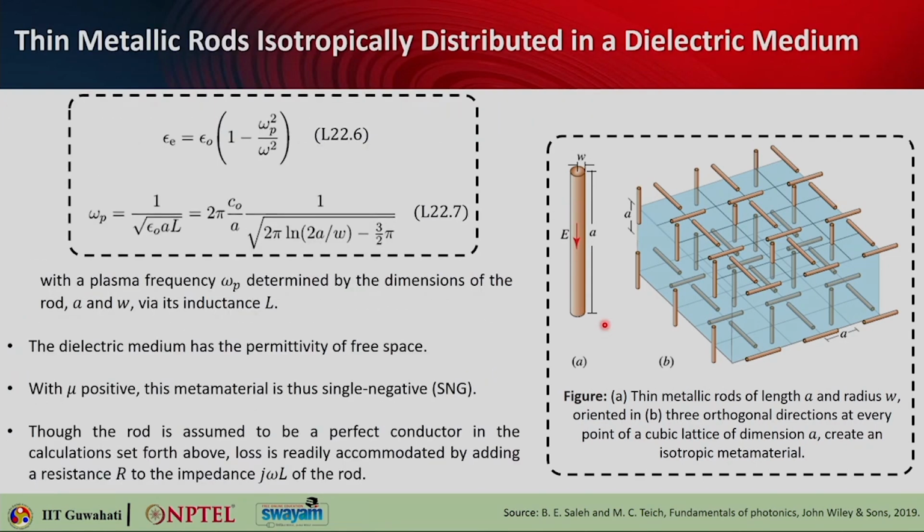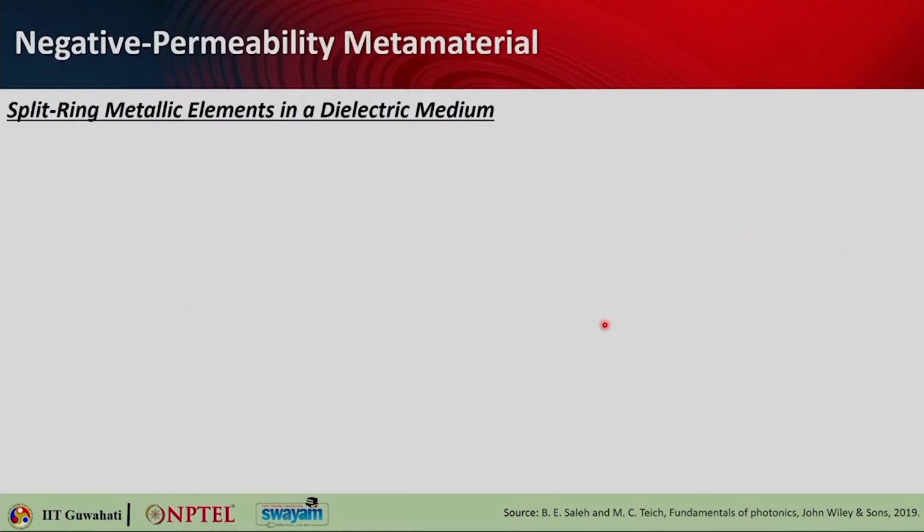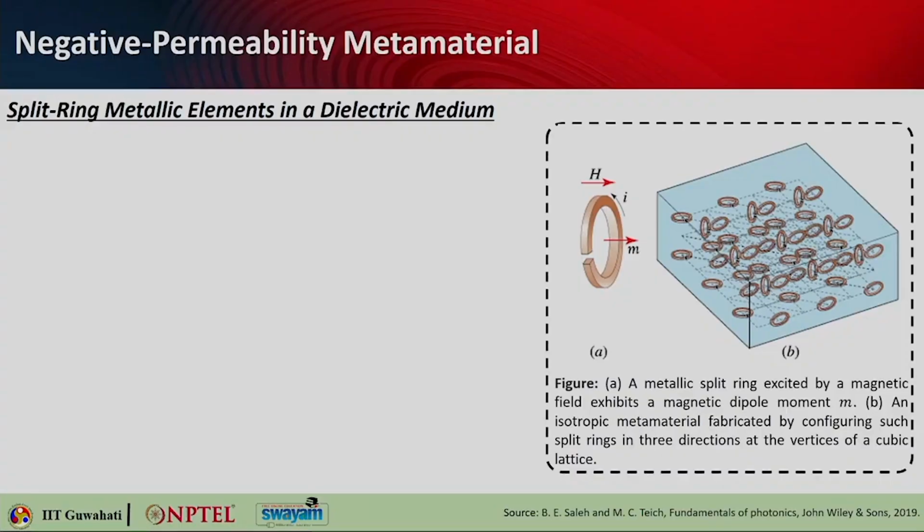Okay, fine. So with that, let us move on to the next part, that is, can we realize negative permeability metamaterials now? That can be done using split ring metallic elements in a dielectric medium. So it is like this. You have a ring, and then it is cut. So this is called a split ring.